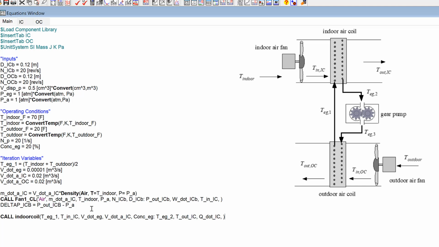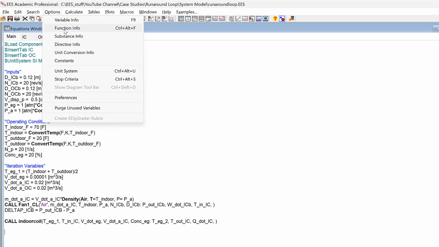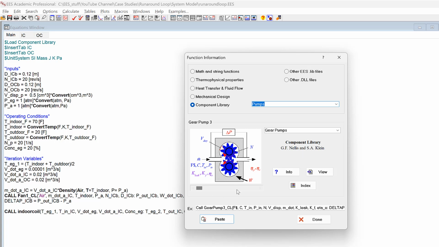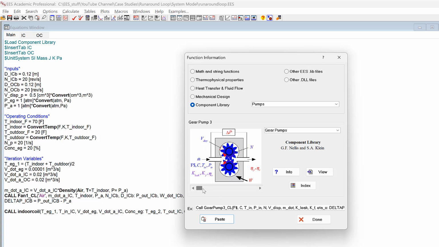So maybe the next thing to do is go through the gear pump. So we'll call one of the component library gear pump procedures. So here, component library again, pumps. There's two gear pumps. One lets you put in actual performance data for a gear pump that you know the model for.